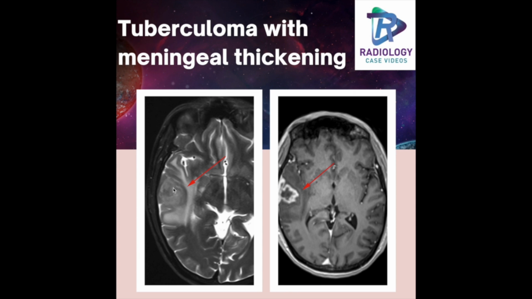This is the last image, tuberculoma with meningeal thickening. This is a T2 weighted image showing isointense lesion with central hypointensity and surrounding vasogenic edema, and on contrast, this image is showing ring enhancement with thickened meninges.